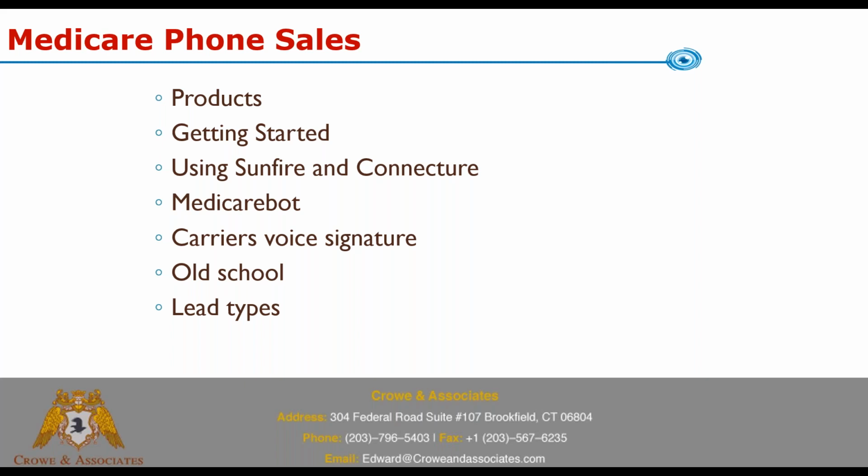So we'll talk about the products that people sell, which is more or less all of them, how you get started using Sunfire and Connecture, using Medicare Bot, which is new. We'll talk about using the carrier's voice signature method. Some people are still doing technically voice sales, but they're doing the old school methods of getting the apps, and we'll talk about the lead types. So when we talk about Sunfire and Connecture, Medicare Bot, carrier voice signature, rarely do I get an agent or agency that uses all of them. They usually pick one or maybe two, depending on the scenario. So we're going to go through that today.